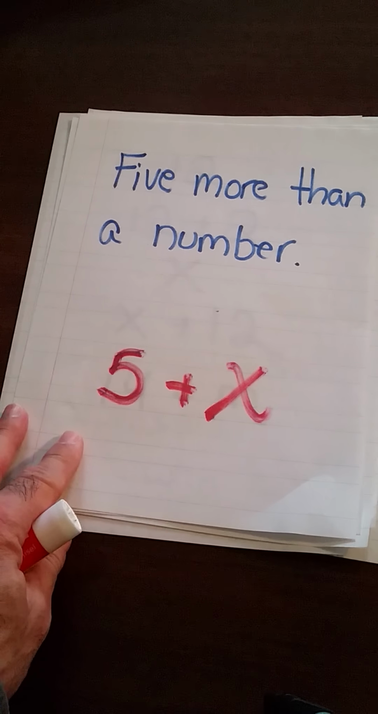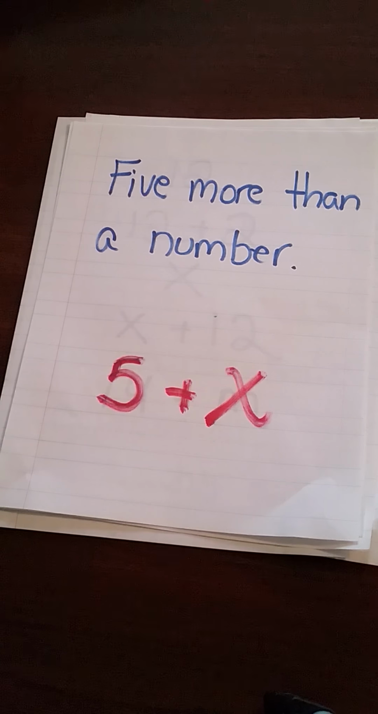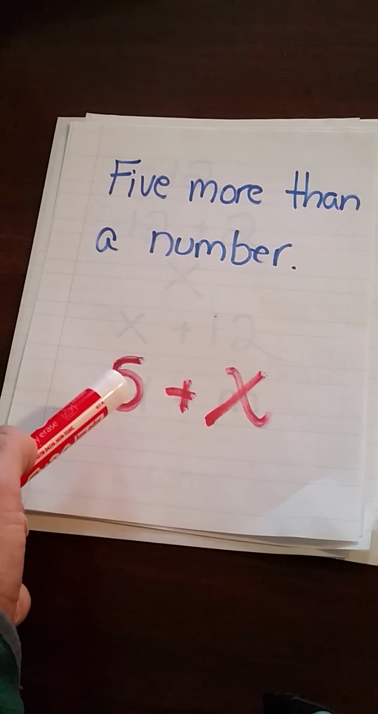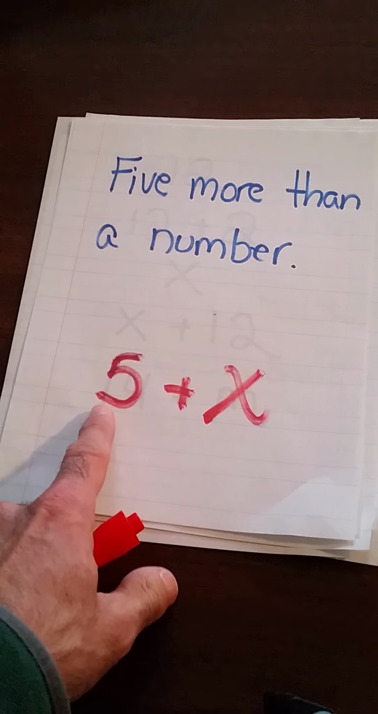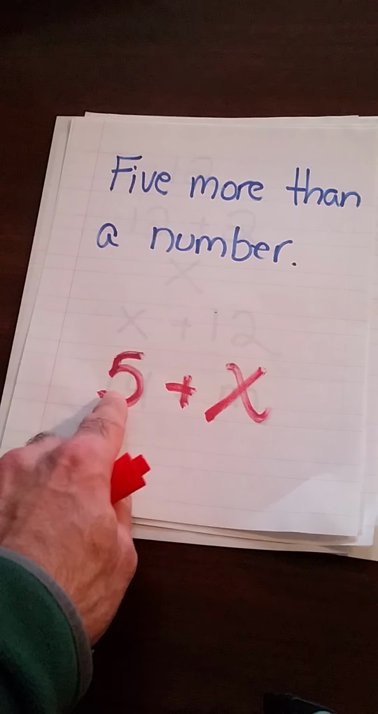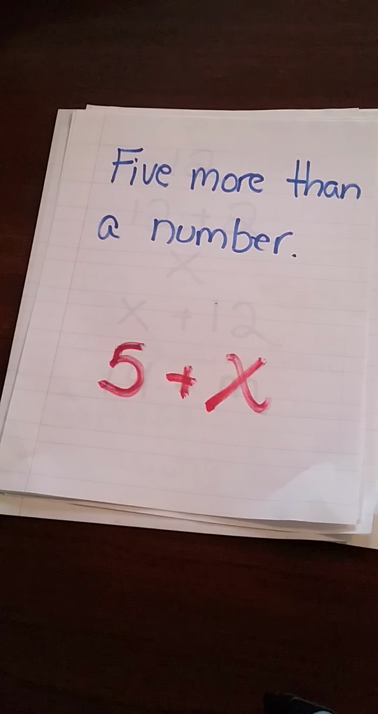So in English we have 5 more than a number. 5 plus x. I could have used y or m or any variable. Most of the time we use x or y. But again, you can use any variable. And 5 plus x can also be x plus 5 because addition is commutative.